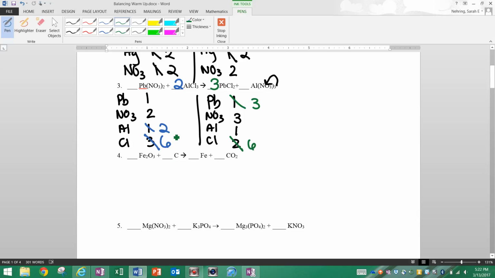So my chlorines are balanced, but nothing else is, so let's try balancing out my leads maybe. So let's put a 3 over here, that'll give me 3 leads. It'll also give me 3 times 2, 6 nitrates. So let's try and balance out my nitrates. In order to get 6 nitrates, I'm going to put a 2 here, so 2 times 3 gives me 6 nitrates, 2 aluminums, and now I am balanced.